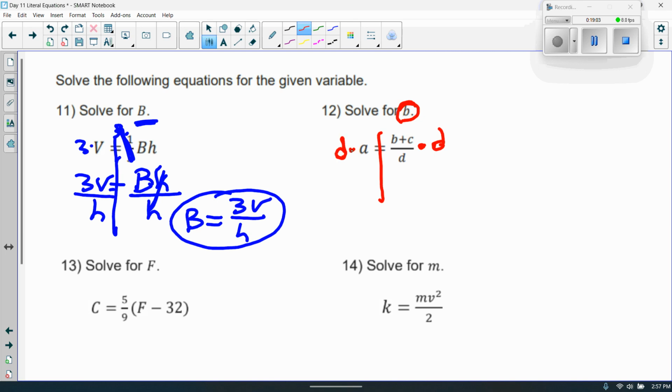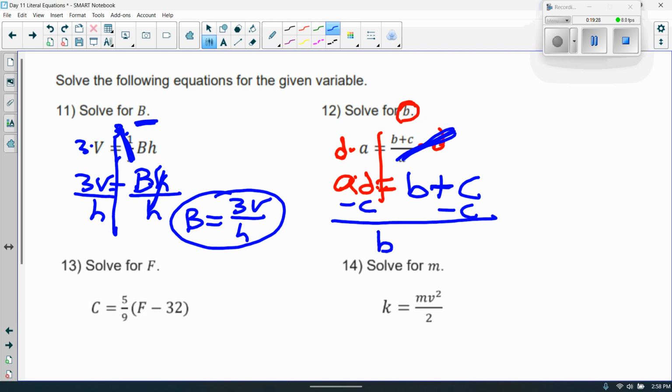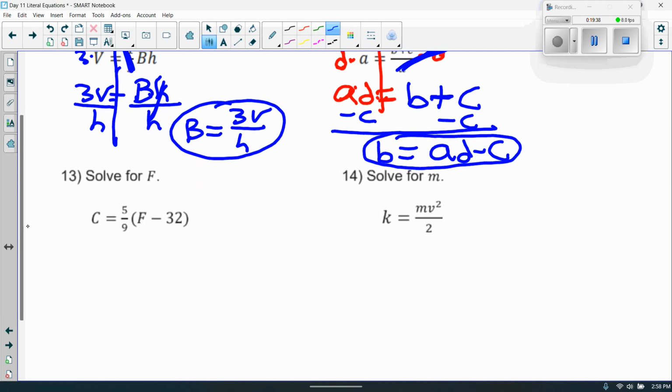Okay, so you can write DA or AD, it doesn't matter. I always like to go alphabetical. So AD equals, because we just multiplied that side by D. Now the D's canceled out on this side, and you're left with B plus C. Okay, we're solving for B, so now we got to get rid of the C. So if we're adding C, we got to subtract C. And your answer is B equals AD minus C. I know this looks like a foreign language to you guys, but the more you do, the easier it will get.